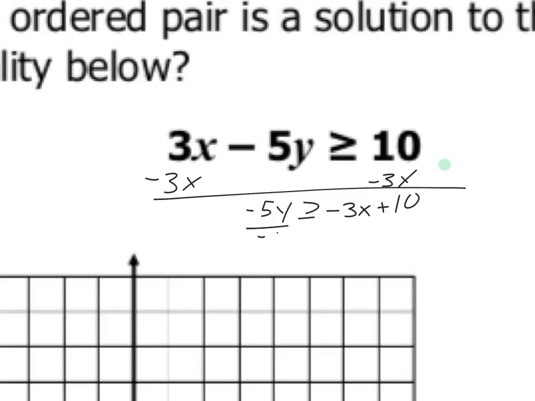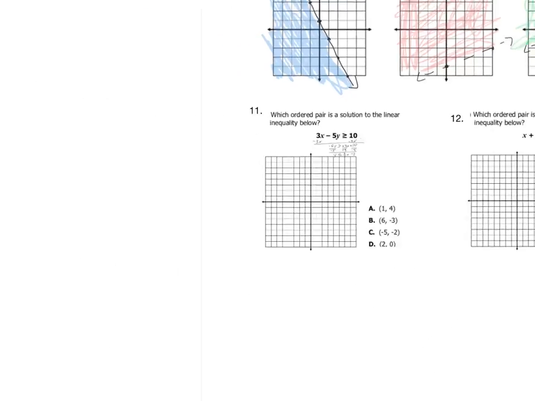We'd have to divide both sides by -5. And remember, when you divide both sides of an inequality by a negative, you have to flip the inequality symbol. So that would be y is less than or equal to positive, because these will change to positive, 3/5 x. And then -2, 10 divided by -5 is -2.